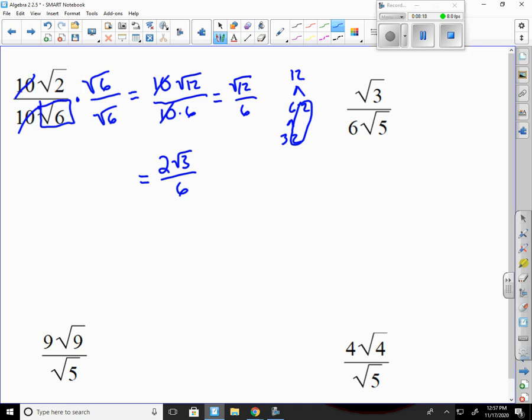Is that in simplest form yet? Yes. Sure, go right ahead. No, Janae, I should make this clear. So this is not in simplest form yet, because 2 and 6 can be reduced. 2 over 6, what'd you say?